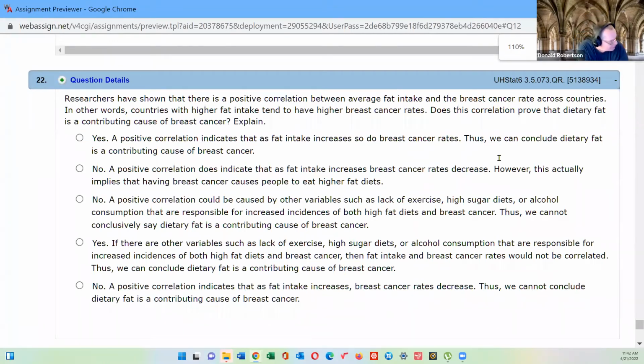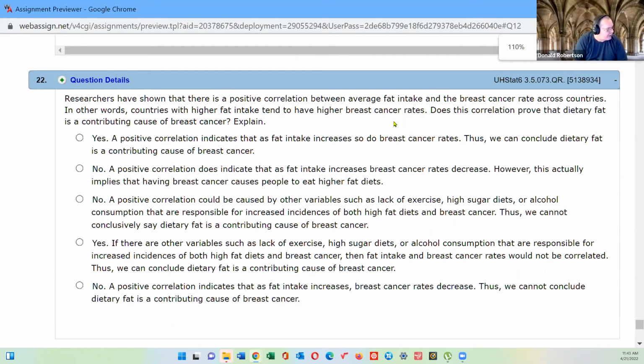Question 22. Researchers have found that there is a positive correlation between the average fat intake and the breast cancer rate across countries. So they go to Japan and find out the average amount of fat that an adult in Japan eats and what percentage of them have breast cancer, right? Females typically, although actually males can get breast cancer, but it's less common. And they did it in Germany and they did it in America. Like TV against life expectancy, right? And it's positive. So if you eat more fat, you also tend to have more breast cancer.